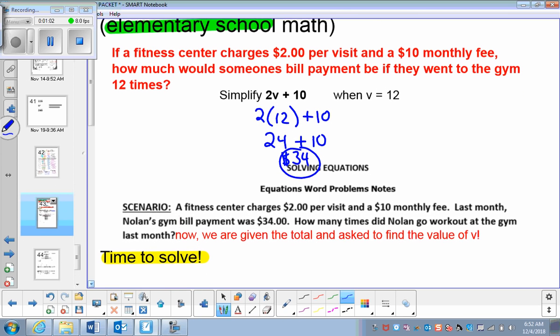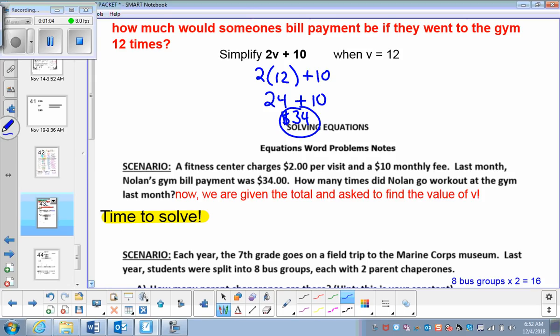Now on page 19, if the fitness center charges $2 per visit and still charges a $10 monthly fee, I'd like to point out that this time in the problem, we're given that somebody's total bill payment was $34. At this point, we are given the total. So that's the new unit where we're going to write an equation, and when we solve the equation, we'll figure out how many times Nolan worked out at the gym.